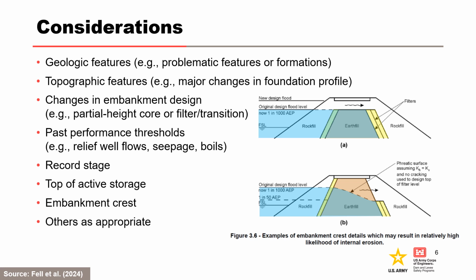The bottom figure is an example of a design change that occurs at 1 in 50 AEP with a partial height chimney filter. Many USACE filters were designed for slope stability considerations, not defensive measures against cracking in the upper part of the embankment. As a result, an unfiltered exit exists above this elevation.